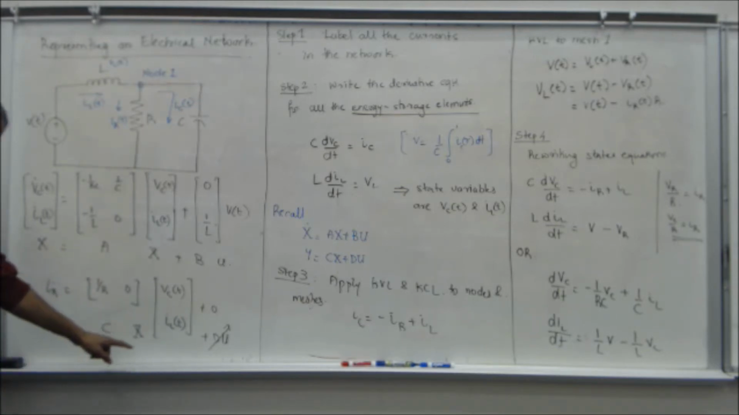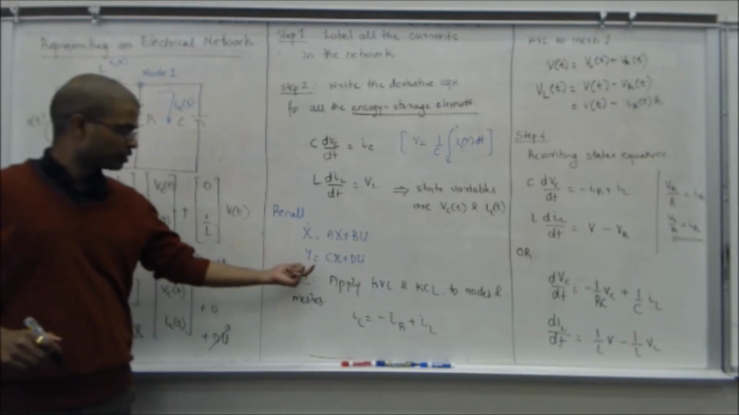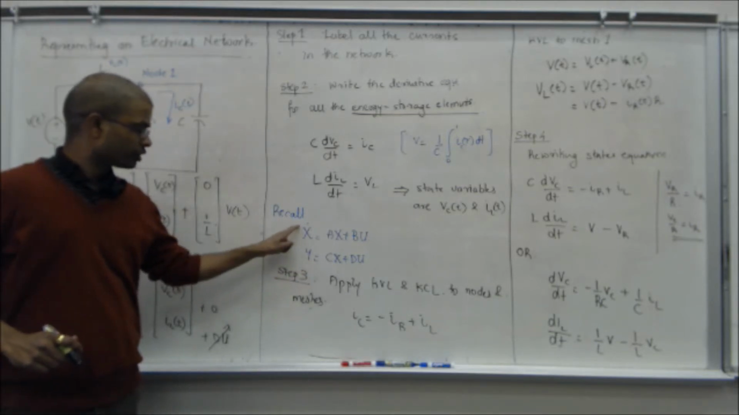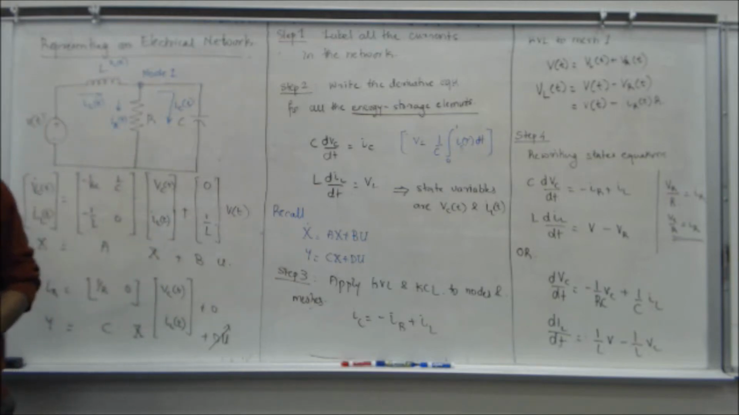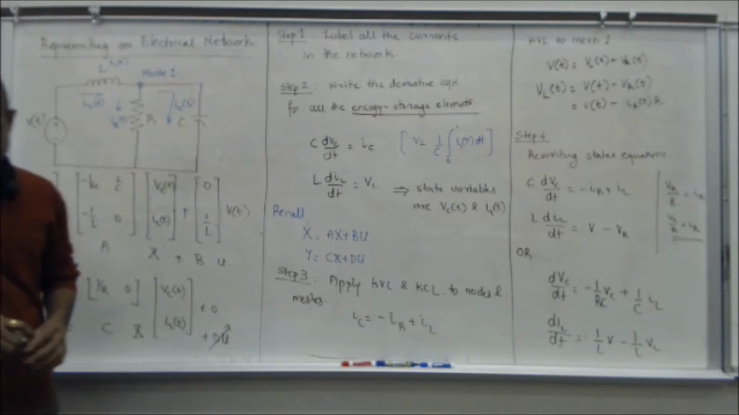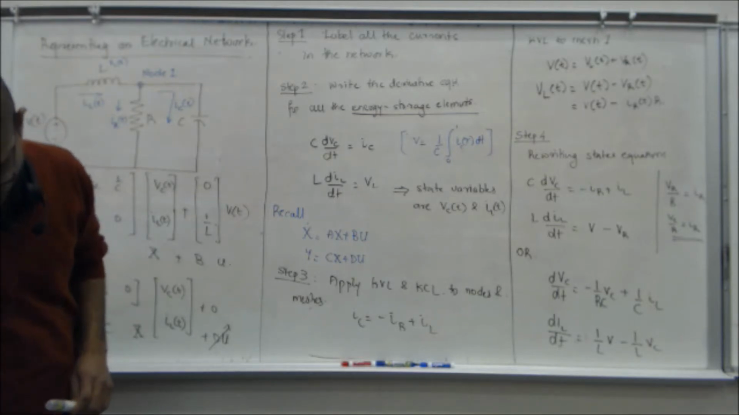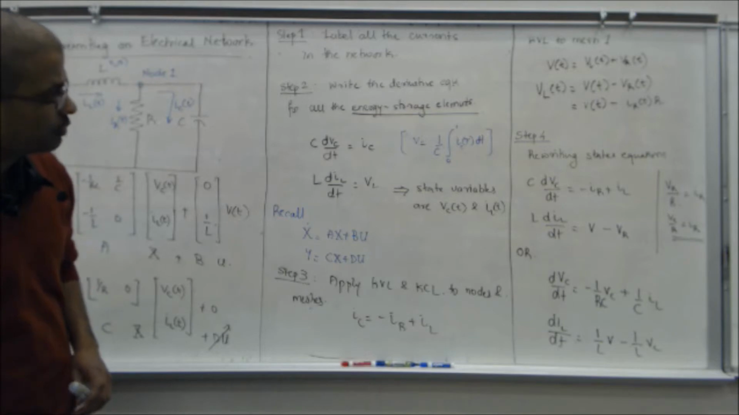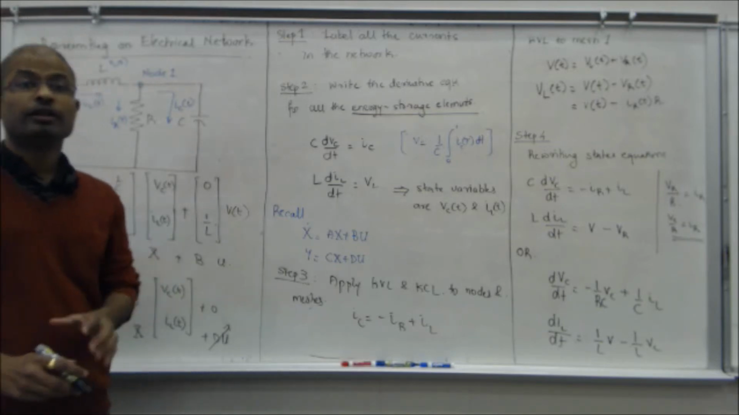This one? No. This is just Y, right? Look at this. This is not dot. The dot is only here. Okay. So this is how you develop your state equations for an electrical network. Any questions? Any doubts?